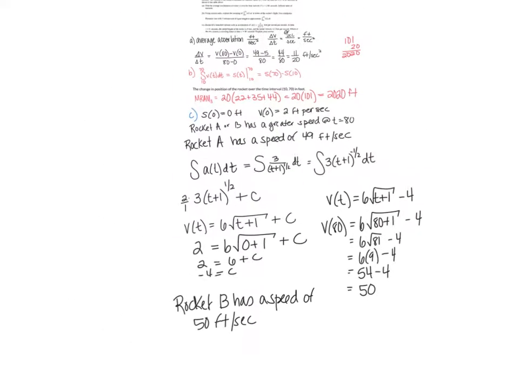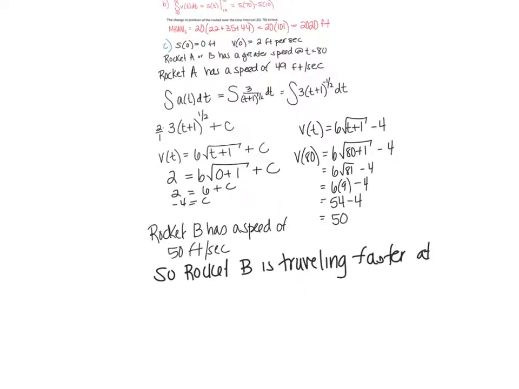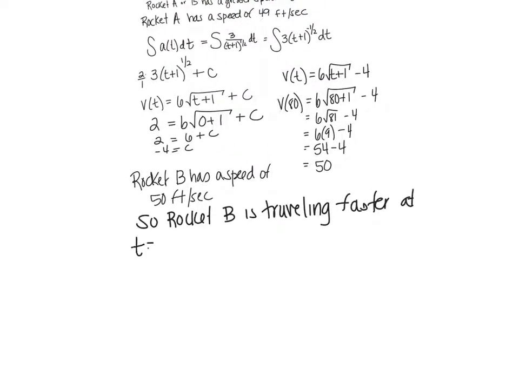So we need to make sure we answer the question, which of the two rockets is traveling faster at time 80 seconds? Explain your answer. So rocket B is traveling faster at time 80 since 50 is greater than 49.